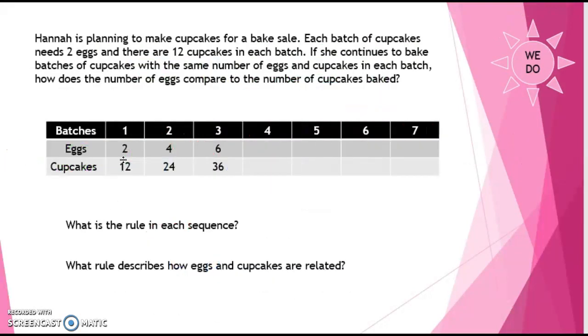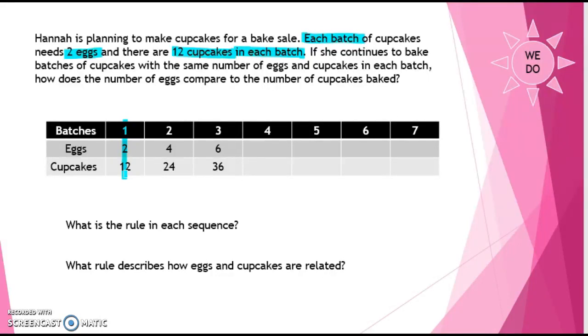Okay, now let's do this one together. Now I've purposely left some of the information blank so that we can fill it in as we go. Okay, so this time we have Hannah. She's planning to make cupcakes for a bake sale. Each batch of cupcakes, so we have each batch, needs 2 eggs, and there are 12 cupcakes in each one of those batches. Okay, so you can see right here, one batch is going to give you 12 cupcakes, and it's going to require 2 eggs to bake it.